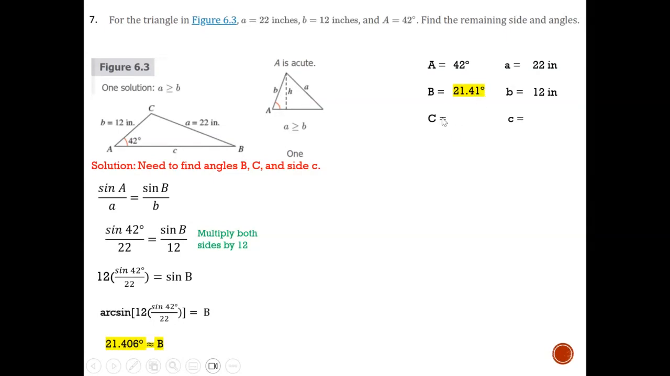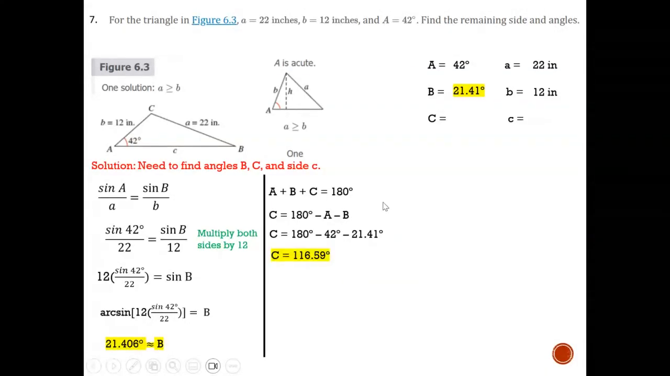Now we can find angle C, right? Because all these three angles must equal 180. So angle C is equal to 180 minus angle A minus angle B. Plug in the values. So C equals 116.59.